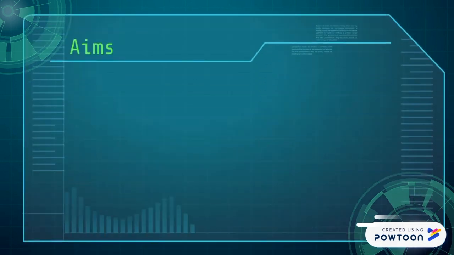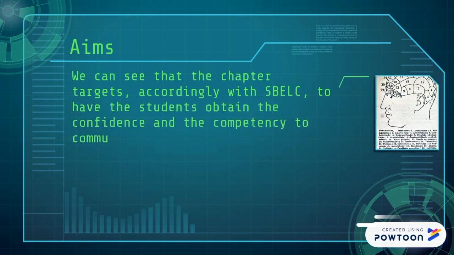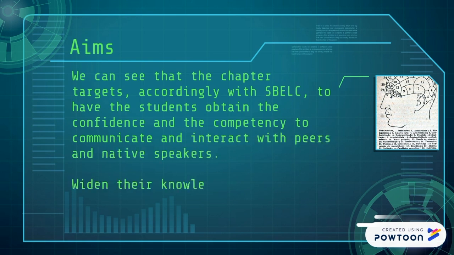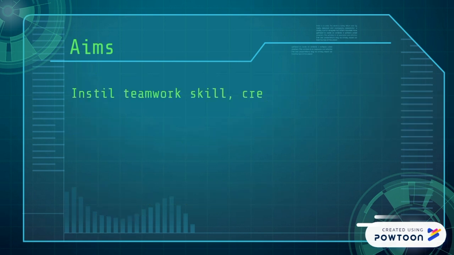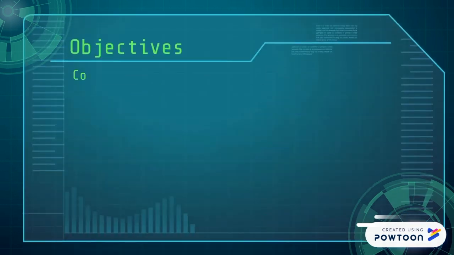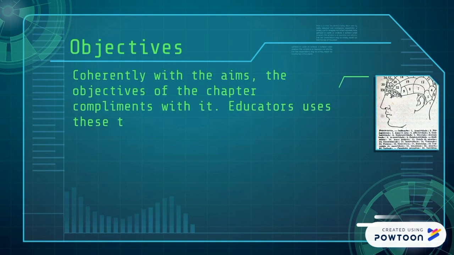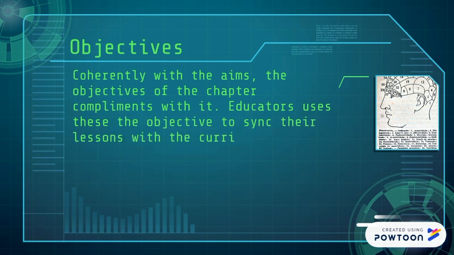For the aims, we can see that the chapter targets accordingly with the standard-based English language curriculum to have the students obtain the confidence and the competency to communicate and interact with peers and native speakers, widen their knowledge and be courteous of the country's variety of cultures, and instill teamwork skills, creative and critical thinking skills to overcome challenges in real-world situations. Coherently with the aims, the objectives of the chapter complement them. Educators use these objectives to sync their lessons with the curriculum standard.